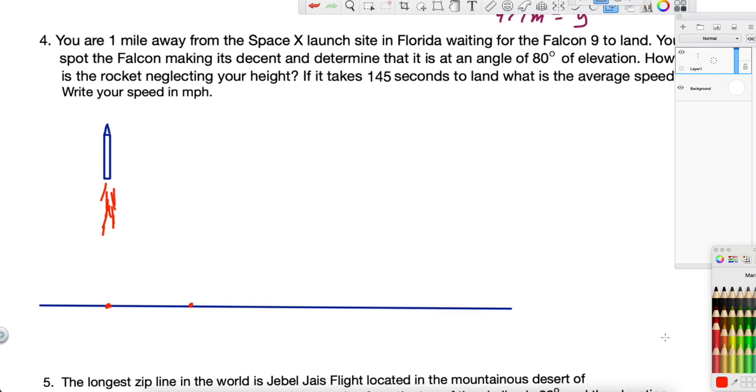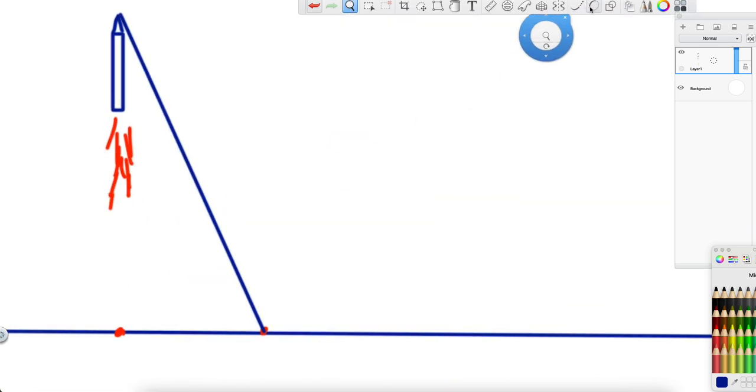So that angle means that, that's not what I want. Let's get a different color. You are looking up from the horizon, and this angle here is 80 degrees, because that's how angles of elevation are measured from, the horizon looking up. And you know that you're 1 mile away from where it's going to land. This is 1 mile right there.